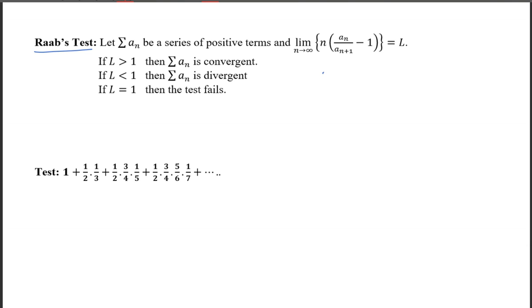So if D'Alembert's ratio test fails, in that case you have to find the limit as n tends to infinity of n times (a_n by a_(n+1) minus 1). And here if L is greater than 1, then convergent. If L is less than 1, then divergent. And for L equal to 1, again the test fails. Okay.